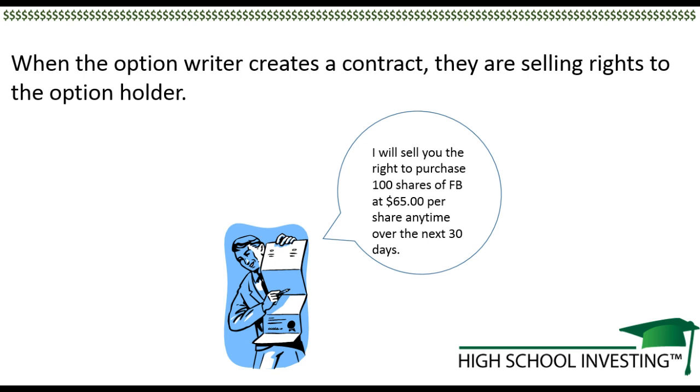And so at the end of the day, we look at an option just as a contract. It doesn't mean you own the shares, you just own the right. And this is very important. It's a lot different because if I go out and buy 100 shares of Facebook, I would need $6,500 to do that at a price of $65 a share.